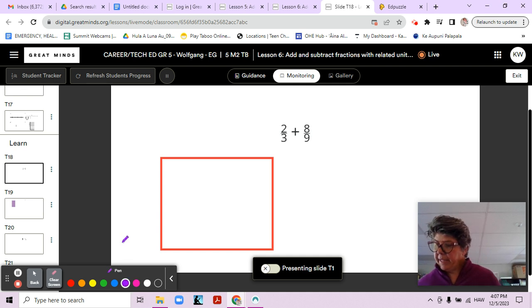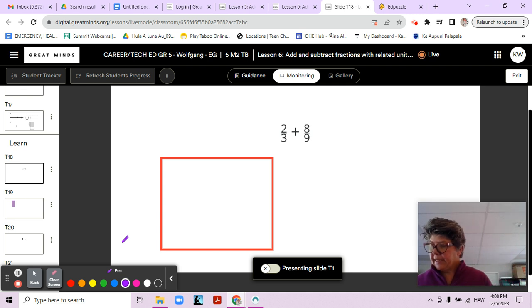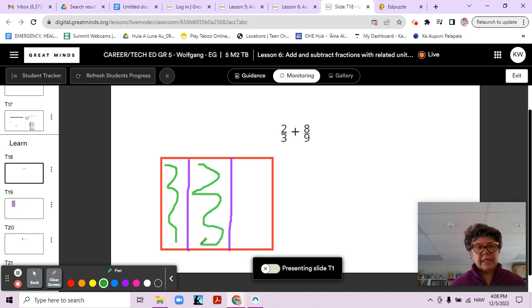Let me grab my purple pen. To rename 2/3 as ninths, we need to show 9 equal parts in our area model. First let's start with 2/3. As you can see, we have one square broken into thirds. So these two are colored in, right? There's 2/3. Now we're going to rename it as ninths.